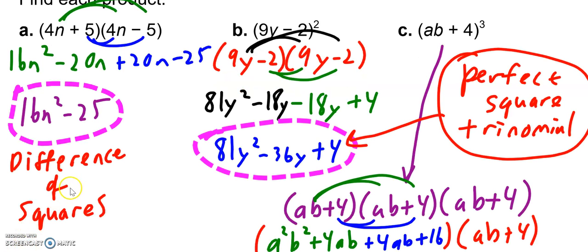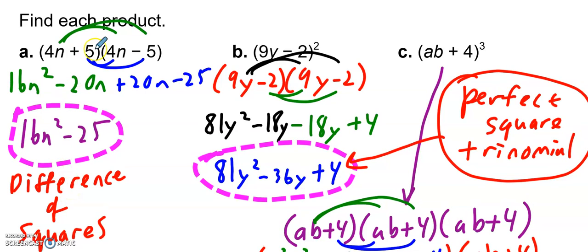Okay, so I've got a lot of work going on here, so let's talk through it. First one, for A, we should hopefully get 16n squared minus 25. How do I do that? 4n times 4n is 16n squared. 4n times negative 5 is negative 20n. 5 times 4n is positive 20n, and 5 times negative 5 is negative 25. Now notice here these middle two like terms, they cancel each other out because this is negative 20 and this is positive 20. So that's why we end up with just 16n squared minus 25.